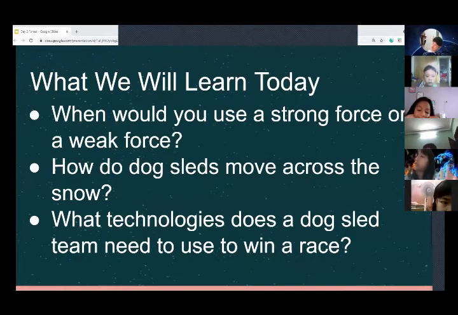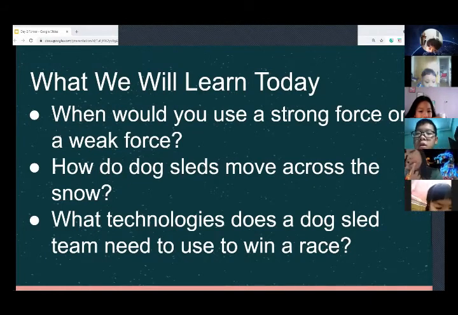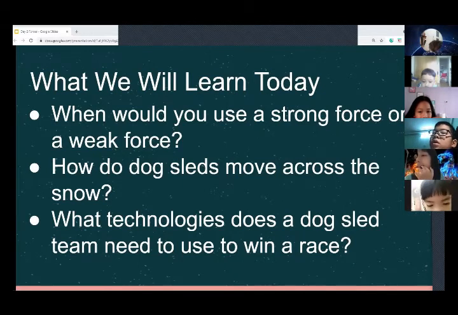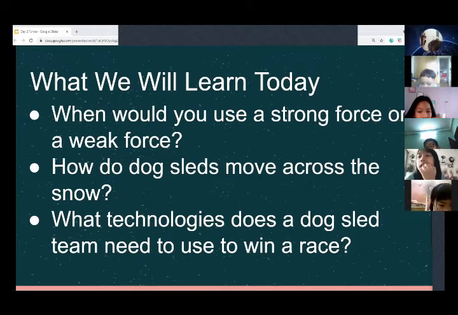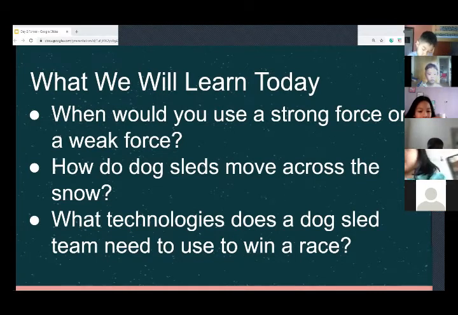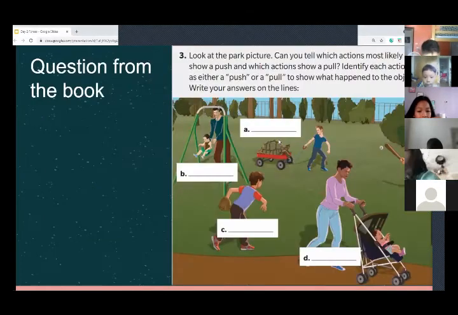And then let's have Thomas. Can you read the second bullet point for us? How do dog sleds move across the snow? Okay, and Nick, can you read the third sentence? What technology does a dog sled team need to use to win a race? Good job reading, Nick. That was a big word, technology. So we're going to be learning about all three things in this class.